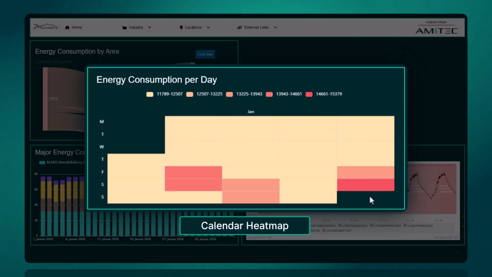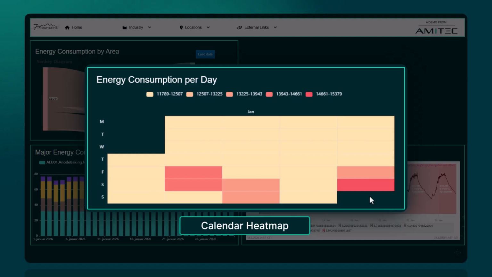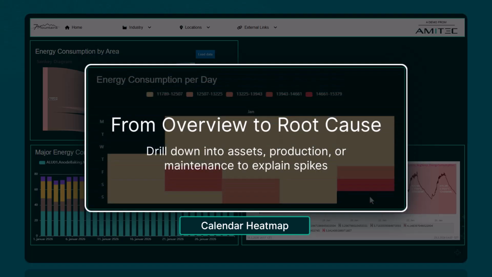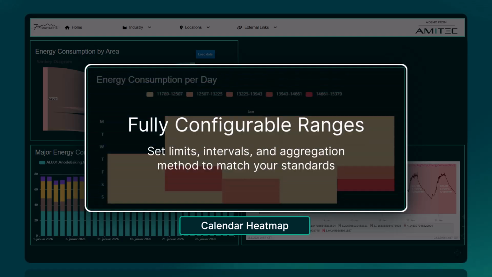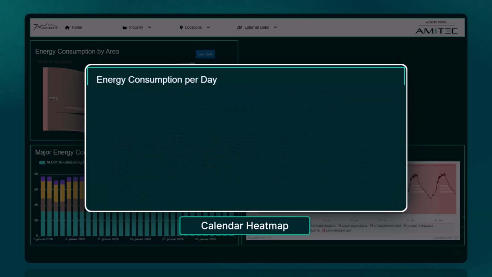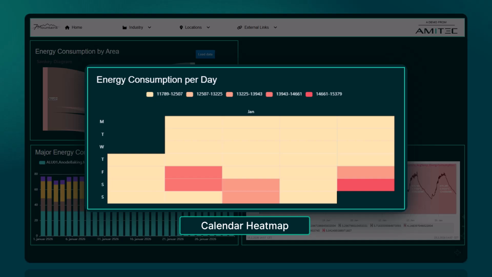This is extremely useful when I'm told energy consumption has increased. Instead of searching through trends manually, I can instantly identify which specific days contributed most to that increase. Once those days are identified, I know exactly where to focus my investigation. I can drill down into other displays, look at specific assets, or correlate those days with production levels, maintenance activities, or process changes. The color ranges, limits, and aggregation logic are all configurable, which means the heat map can be aligned with our internal energy targets and reporting standards.